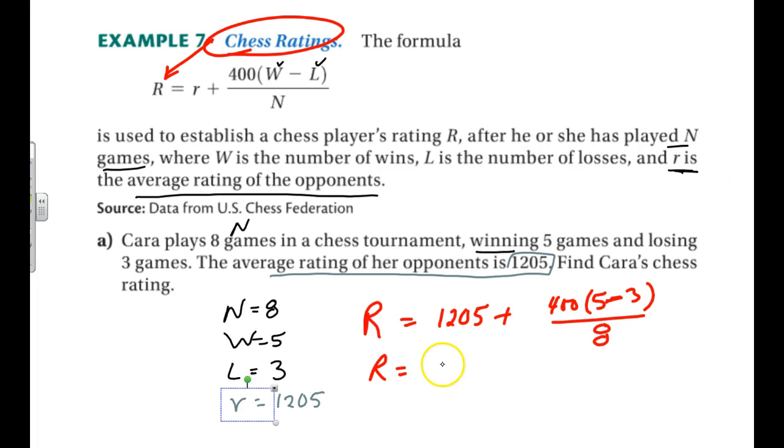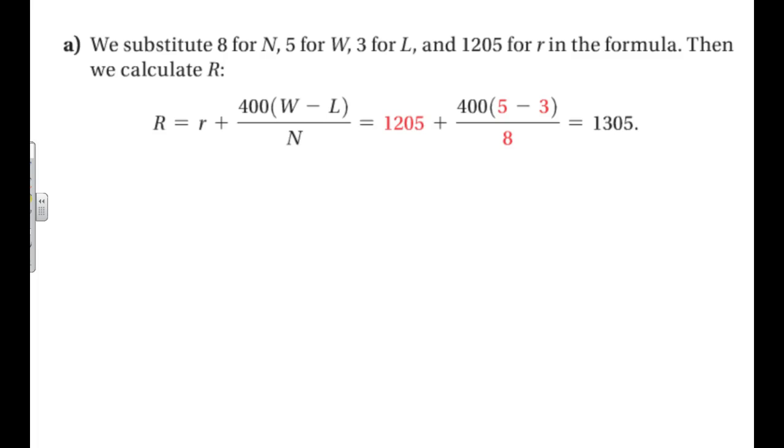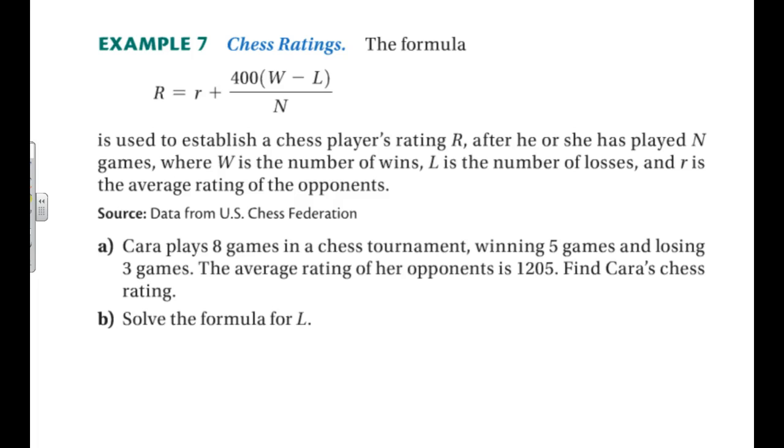The rest of this is just number crunching. Take your calculators out, probably number crunch this first, add 1205 to it. Make sure you can get a 1305. I'll let you practice that on your calculator, but I would definitely practice typing that in before a test. Oh good, 1305.